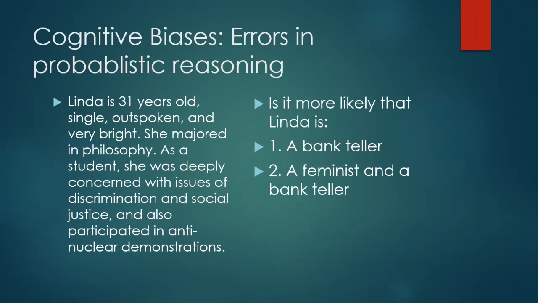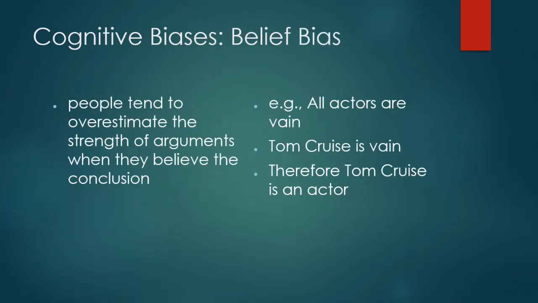So here's a couple of examples of cognitive biases. One last one, we'll leave off on this. People tend to overestimate the strength of arguments when they believe the conclusion, called belief bias. So if I present this argument to you: all actors are vain, Tom Cruise is vain, therefore Tom Cruise is an actor. If you believe those premises and you believe that conclusion, people are much more likely to think, that sounds like a good argument to me. But that argument is a fallacy. It's a formal fallacy. It's a classic error in reasoning.